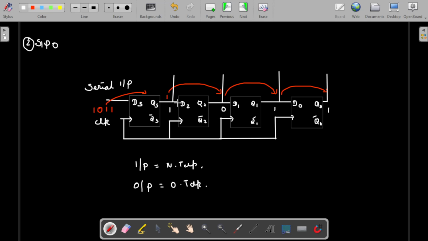So it is just simple. The data is already available. This is a wired connection, so this data will already be available. So there is no need of any clock pulses to get it.